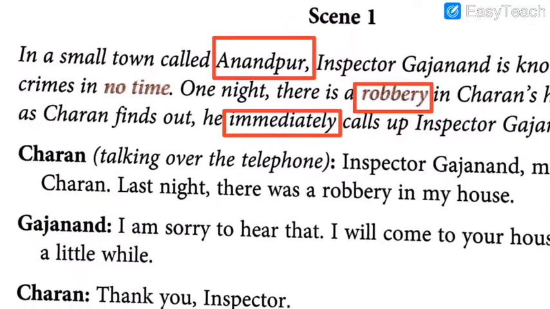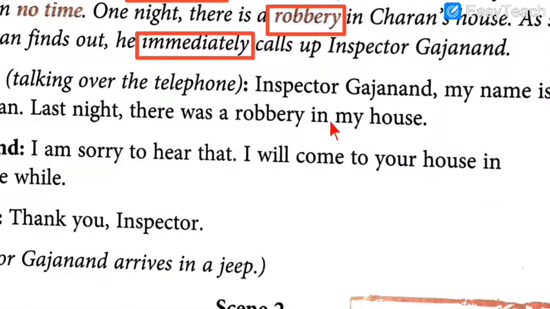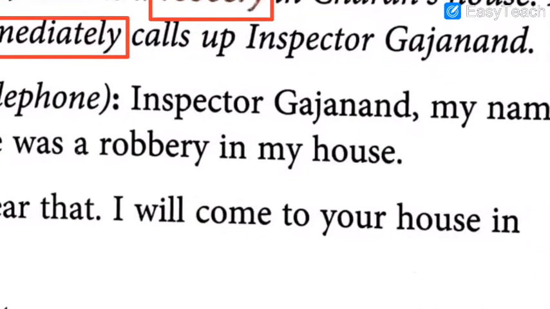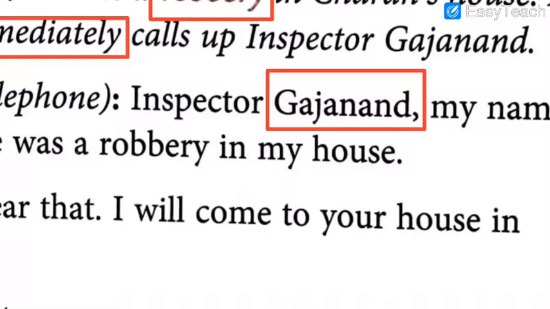Clear enough? The next hard word is the main character of this story, Gajanand. Gajanand. Please write it down. Number 4, Gajanand. And I hope you are writing in the way I have asked you, by leaving one line.